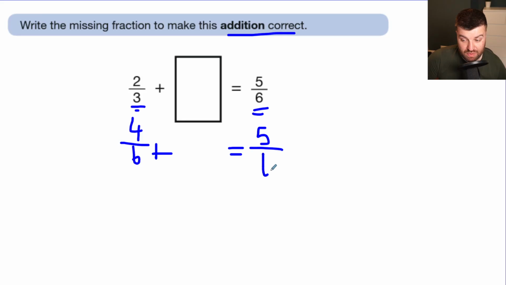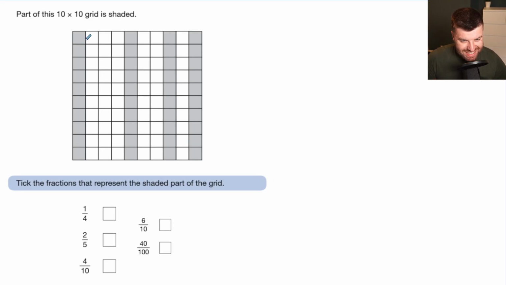Now it's the easiest question in the world. If I said to you 4 grapes plus what equals 5 grapes, you'd say 1 grape, obviously. Well, I'm saying 4/6, so obviously it's 1/6. And we just make sure we put it in the box. Any working out we do, just make sure you put your answer in the box where it's supposed to go at the end. Last couple of questions.